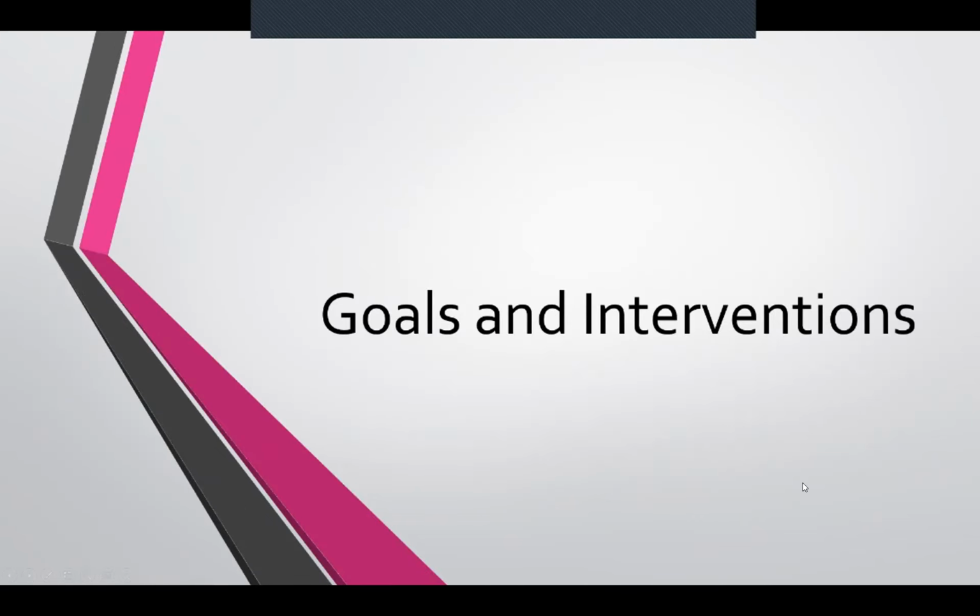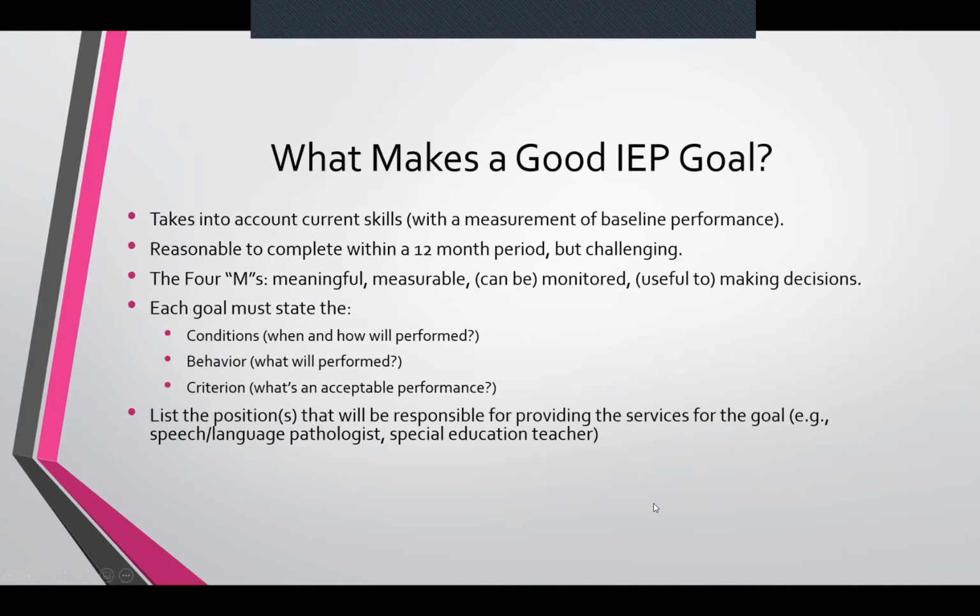Okay, so hopefully that gives you a little bit of a feel for what that meeting might look like. Now we're going to talk about some of the goals and interventions that go into an IEP. So what makes a good IEP goal? It's one that takes into account the current skills and then suggests a challenge that would be reasonable to complete within a 12-month period. So we want to aim just right in terms of, yes, this is something the child's going to need to work toward, but it is something that's achievable within a reasonable amount of time.